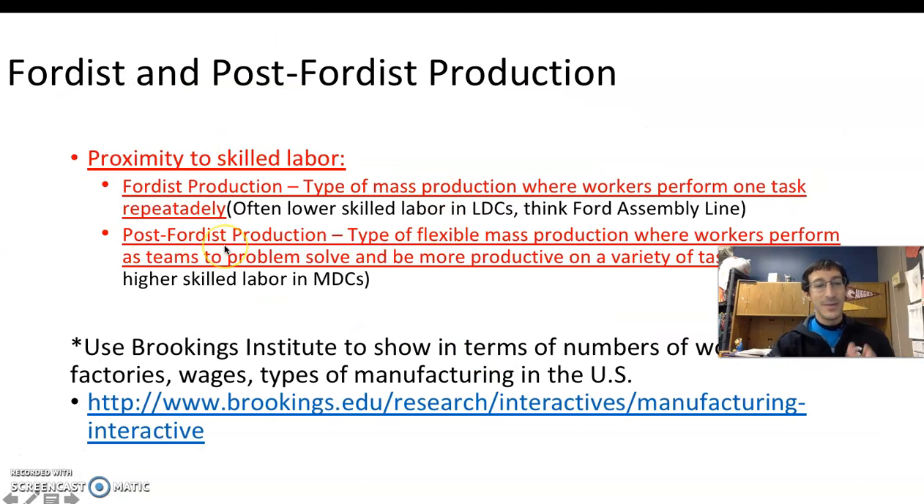Then that comes down to this, I'm going to hit on real quick. Fordist production is considered the lower skilled, where assembly line tasks are very similar. And then post-Fordist production is the more flexible, the higher skilled labor, because you're working in teams. You can do multiple different things and not just one task repeatedly. All right, so that's going to wrap up our talk here on production.